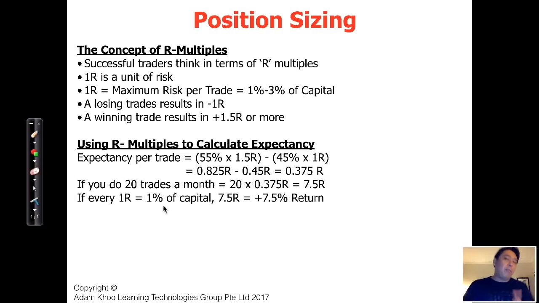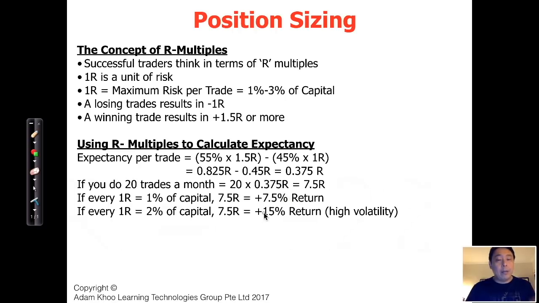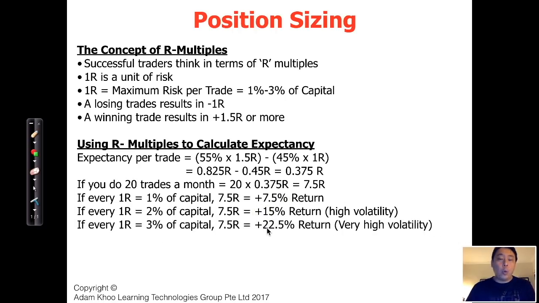So again, what's 7.5R? If you're risking 1% of your capital, 7.5R is a 7.5% return on your capital. Risk 2% is 15%, risk 3%, it's 22.5% return on your capital. Let me say, okay, if that's so great, why don't I do this immediately? Because the volatility will be a lot higher, right? Remember, when you get 4 losing trades, at 3% risk is a 12% drawdown. And you must be mentally conditioned, emotionally, to handle that. So always start with 1% and work your way up from there.